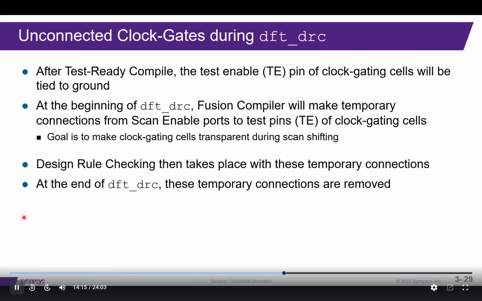After the initial compile step, the test enable pin of clock gating cells are tied to the ground. At the beginning of DFT DRC, Fusion Compiler will make temporary connections from scan enable ports to the test pins of these clock gating cells. Then design rule checking will take place with these temporary connections. At the end of DFT DRC command, these temporary connections are removed. The goal is to check whether or not the registers driven by these clock gating cells are scannable or not, by checking whether these clock gating cells are transparent.